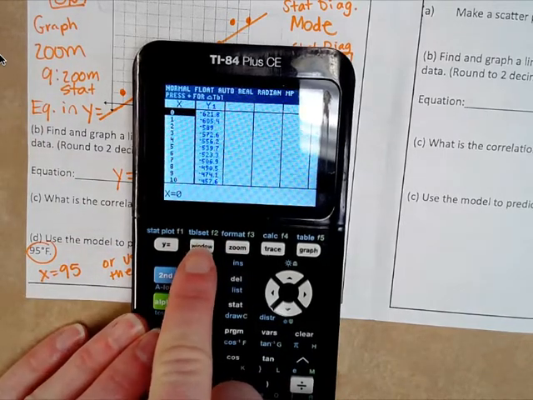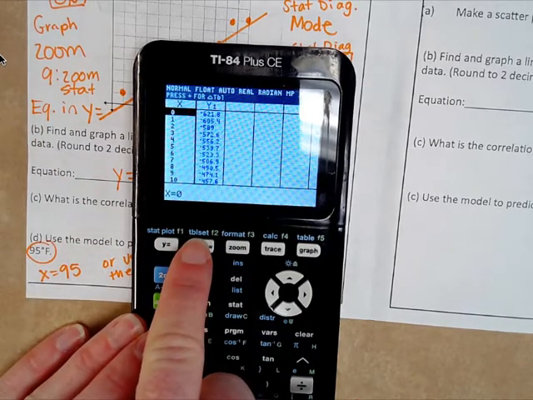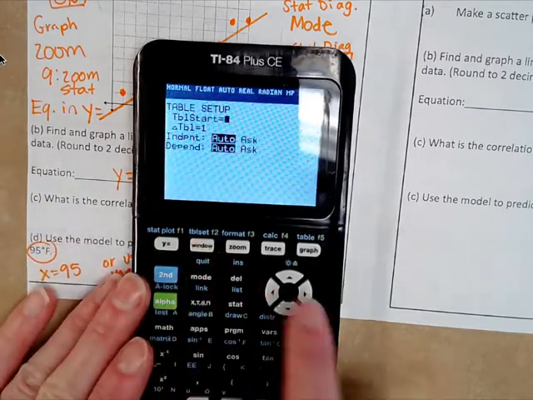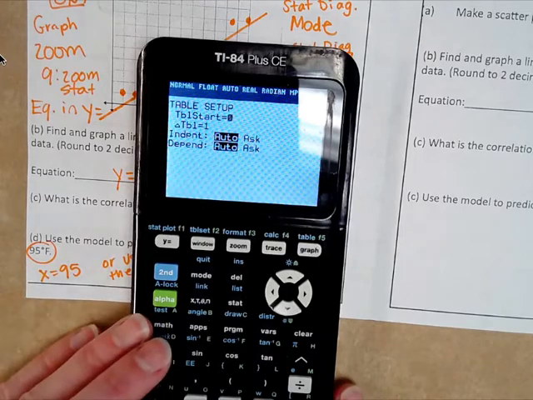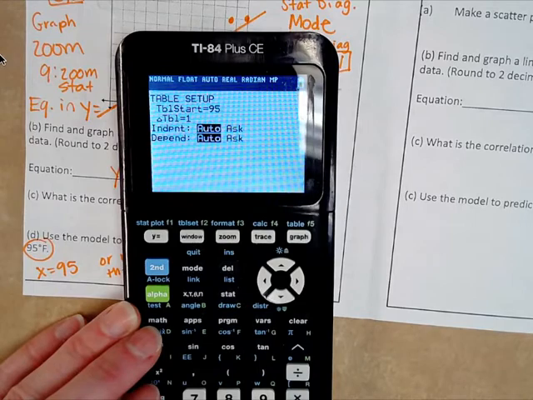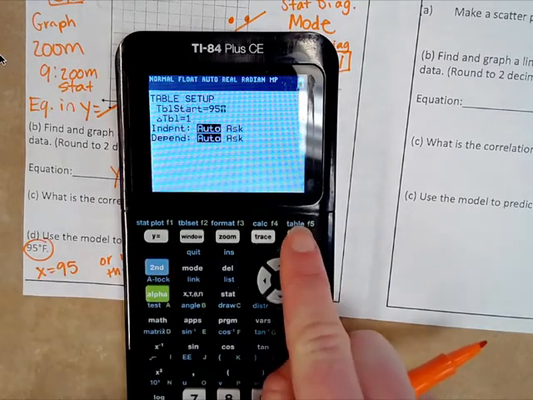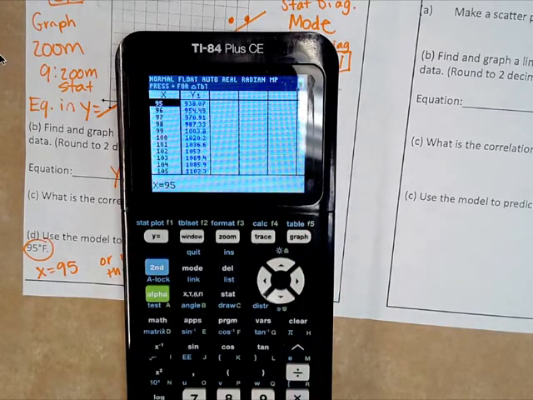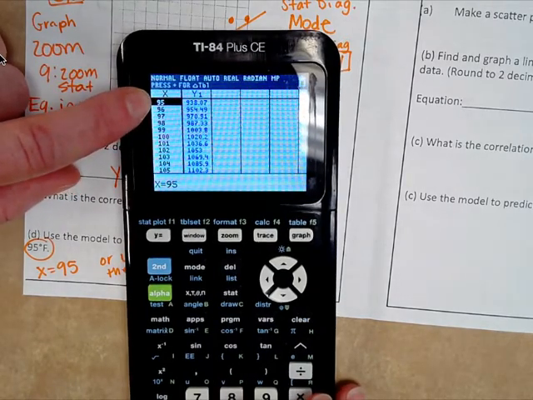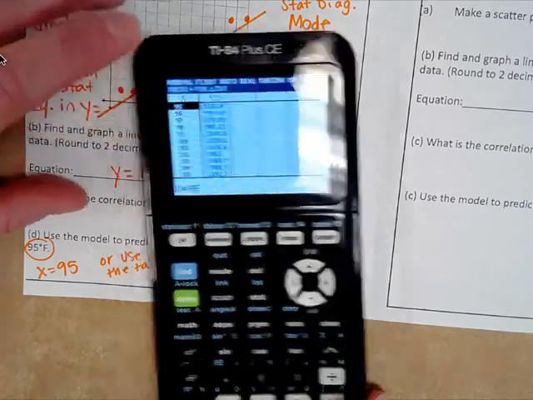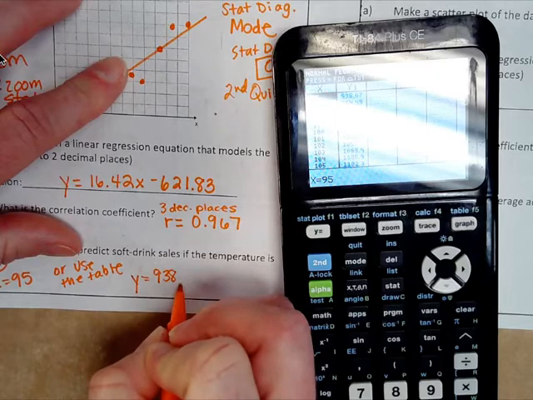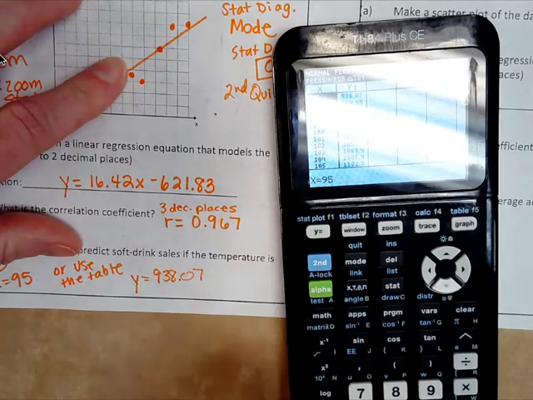It's kind of like you're setting up your window, but you're setting up your table. So look at that function. Table set. You do second window. And it says table start. I want to start it at 95. And then hit second table again. And see what it did? Instead of scrolling, it found where X is 95. The Y value is 938.07.